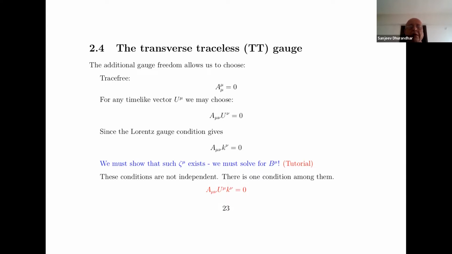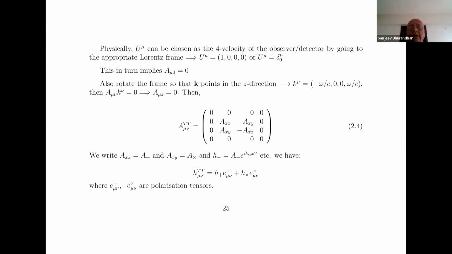There are two linear dependence conditions on A mu nu. The row vectors are not simply independent. So this is what you end up with. You got A mu z is 0. So again, because of symmetry, the z column is 0 and the z row is 0. So what remains is only the center piece in xy: A_xx, A_xy, A_yx, and A_yy.